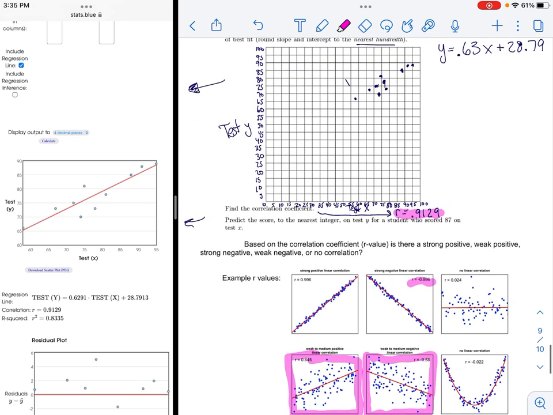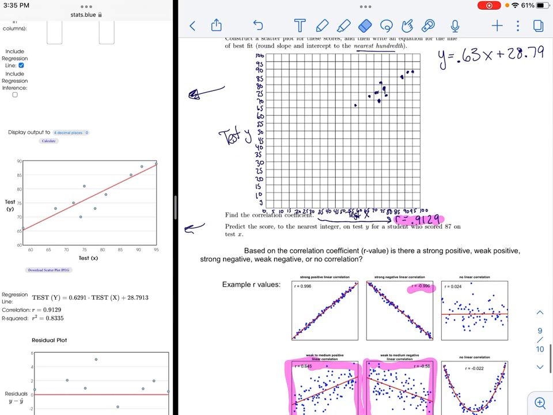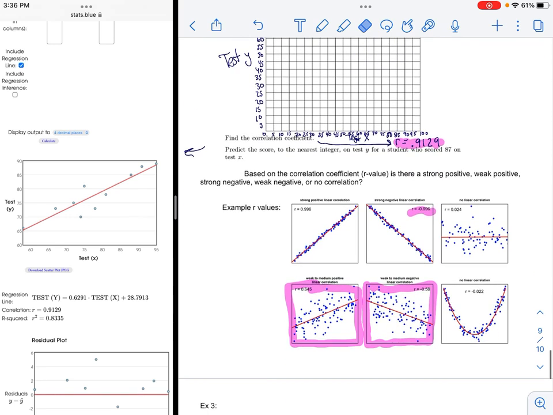So you can actually do this by hand. It's really hard to do. That's why I'm not teaching you how to do it by hand and just having stats.blue do it for us. But we can look at the correlation coefficient and kind of get an idea of how good this line actually is for this data set. Sometimes they're not good at all. It's not really linear.